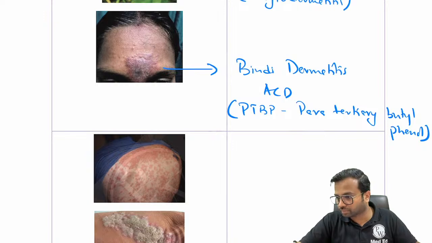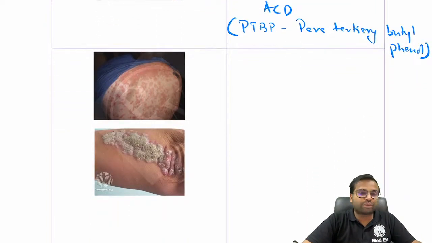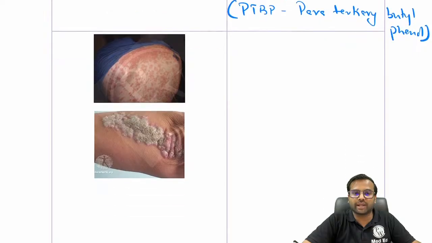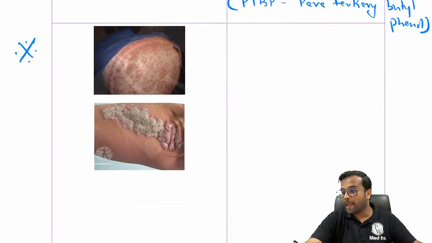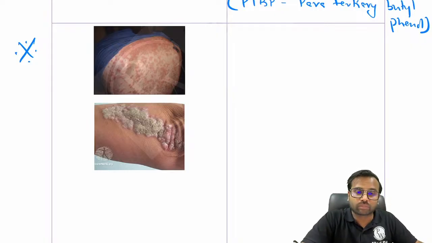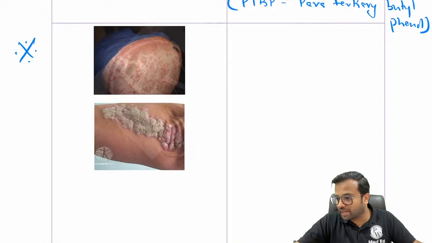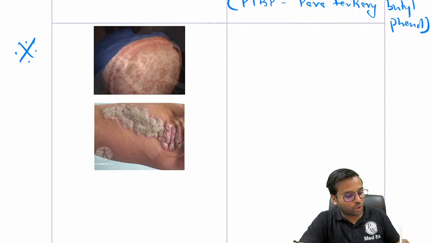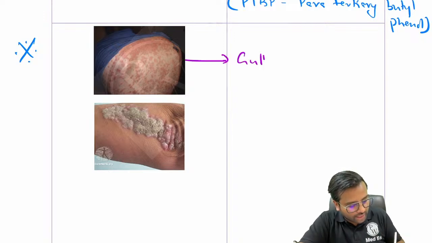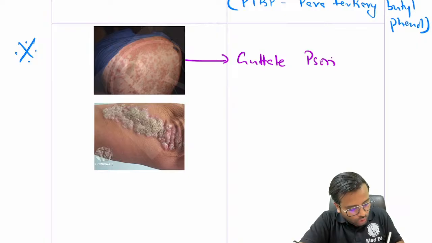Clear? Excellent. Now, after talking about allergic contact dermatitis, let us talk about another very important topic in dermatology. And what is this? Can anybody tell me the spot diagnosis seeing all these things? Anyone? Yes, very good. The first one should be guttate psoriasis. Excellent, Mahesh. So this is guttate psoriasis.